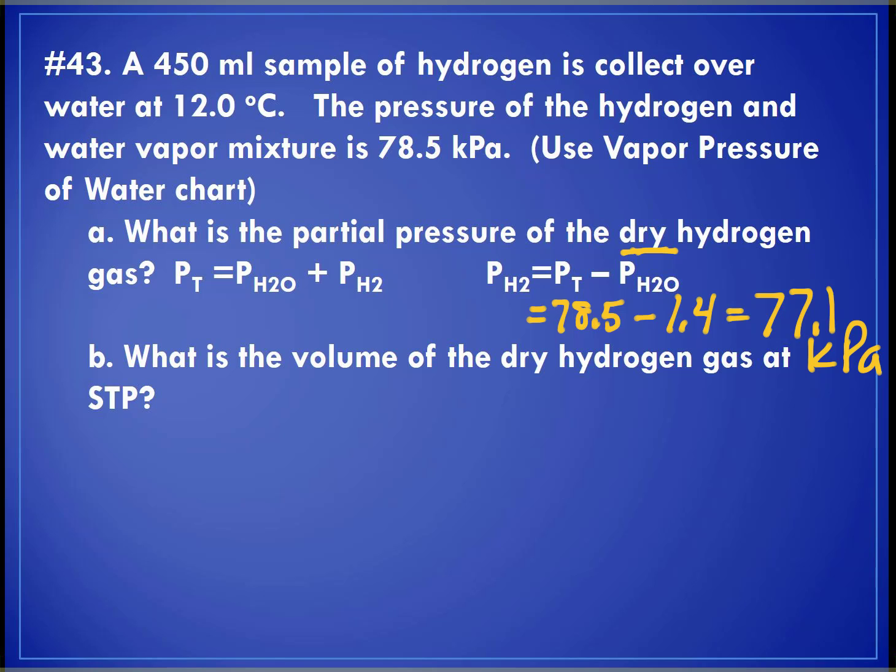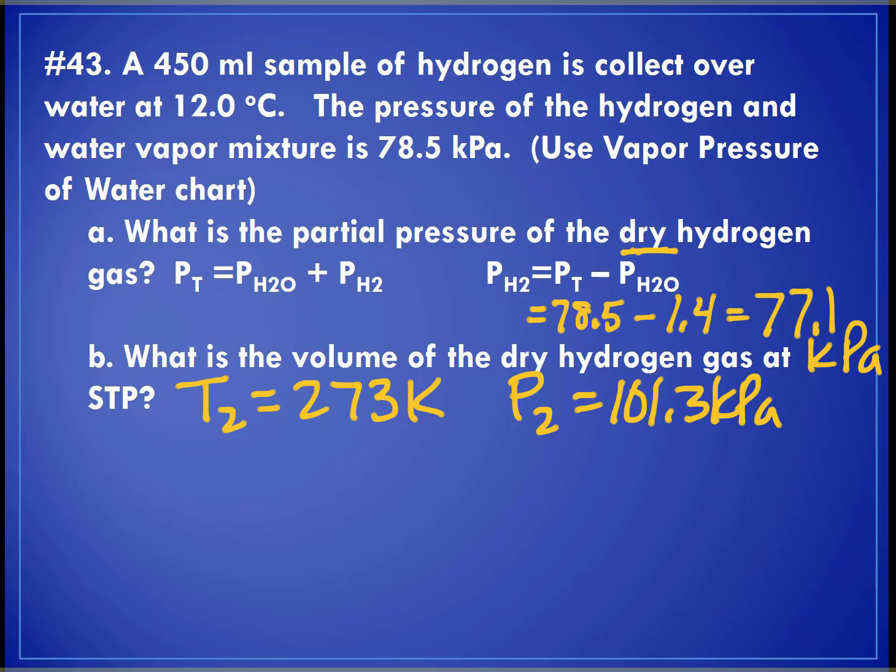All right. And in part B, we are going to take what we found in the lab and change it to standard conditions, so standard temperature and standard pressure. So standard temperature, or our second situation, our T2, is going to be 273 Kelvin. And then our standard pressure, our P2, is going to be 101.3 kilopascals. Because the total pressure of our gas was measured in kilopascals, and also that water vapor pressure chart is in kilopascals, we want our standard pressure to be in kilopascals, just so it matches.